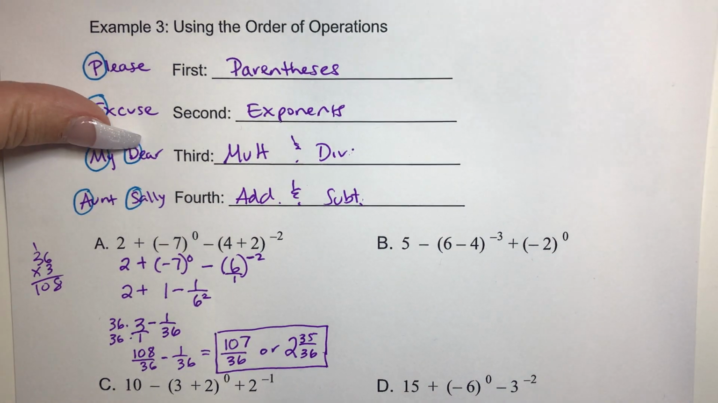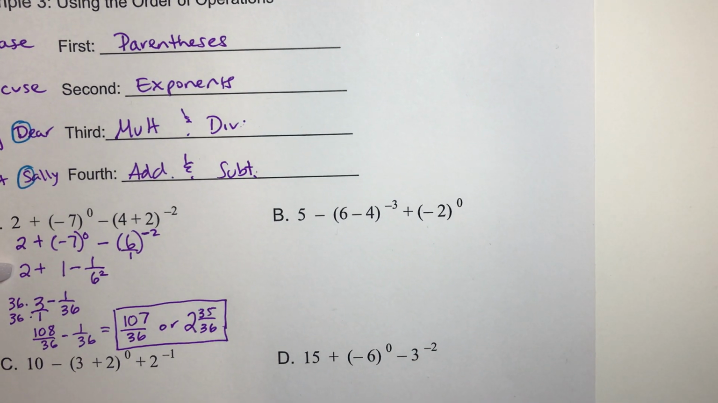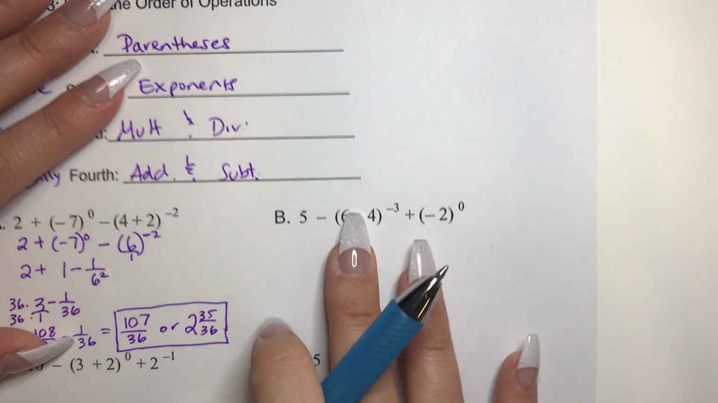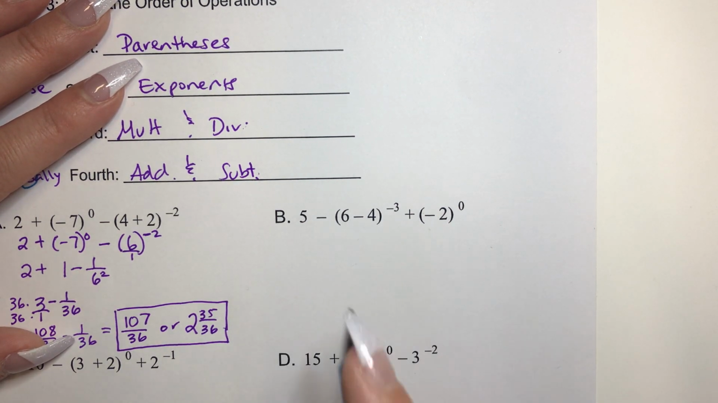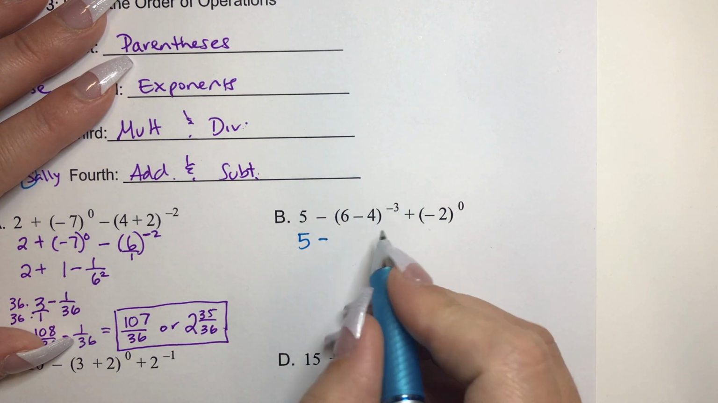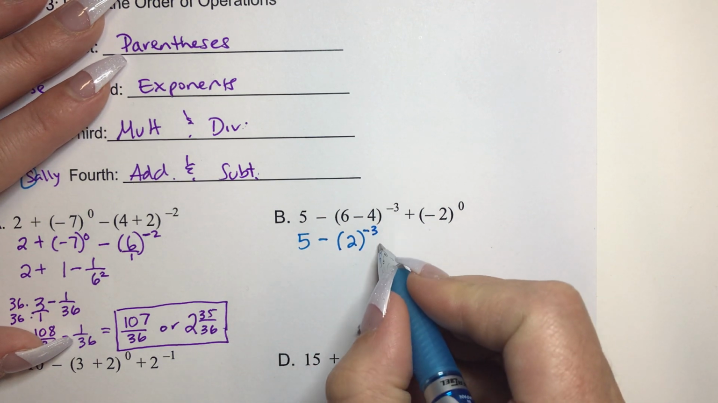Let's try another one. Okay, let's go on to B. Order of operations. So what do we see? What do we do first? Yes, the parentheses. We're only going to do that one thing. I'm going to rewrite everything else. So 5 minus, 6 minus 4 is 2, raised to the -3rd power plus.